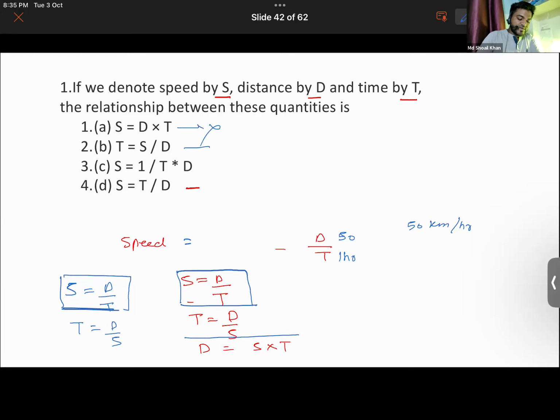Second option, that is time equals speed upon distance, but time is equal to distance upon speed. So the second one is also wrong. The third option is 1 upon time multiplied by distance. It is the same as distance upon time. This is the sign of multiplication here. Okay, sir, getting it now. So which option is correct? Third, C.